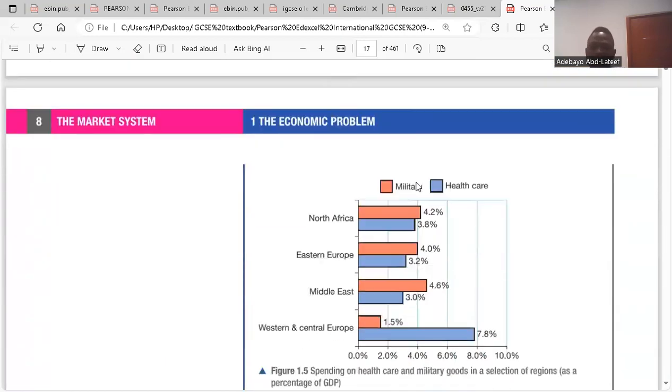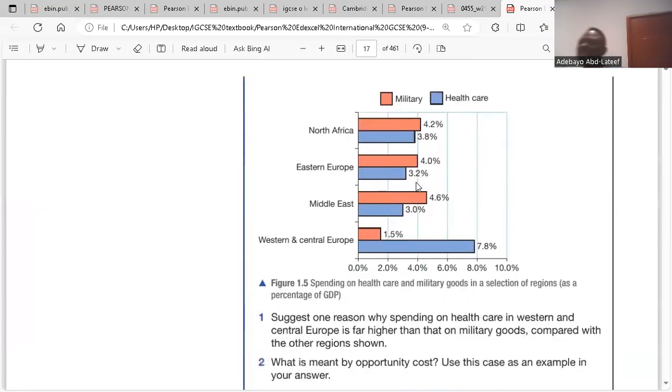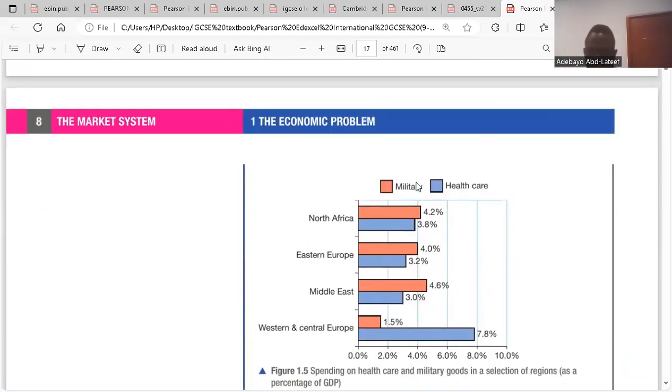We have it here. Let me just explain it to you. This is military goods, this is healthcare. North Africa spends more on military goods than healthcare. Eastern Europe spends more on military goods than healthcare. The Middle East spends more on military goods than healthcare. But Western and Central Europe spend more on healthcare than military goods.